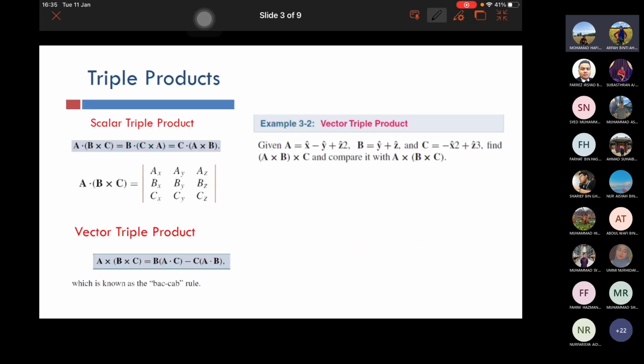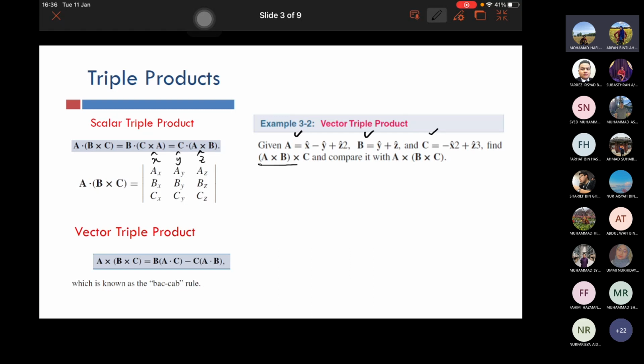Okay, and this is the scalar product or cross product for the vector function. So sama je, awak akan susun yang ini untuk X hat, Y hat and also Z hat for each component of the vector function. So in this example, kalau awak tengok, dia bagi vector A and then dia bagi vector B and also you were given vector C.